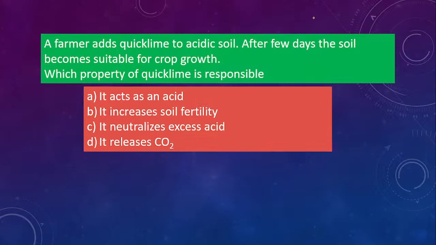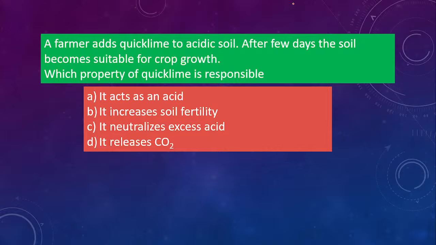Okay, let's do the next one. This is from the next chapter. A farmer adds quicklime to acidic soil. After a few days, the soil becomes suitable for crop growth. Which property of quicklime is responsible?